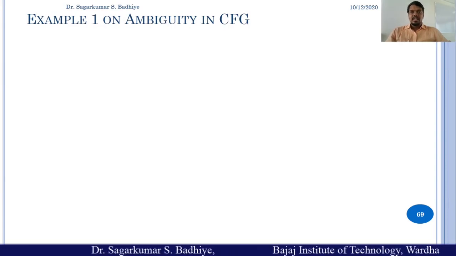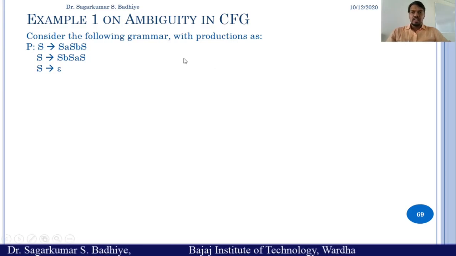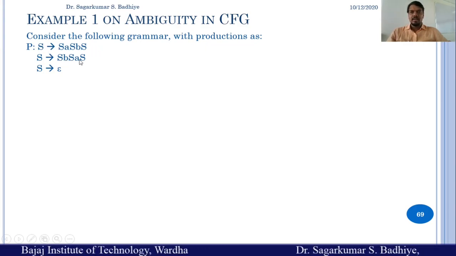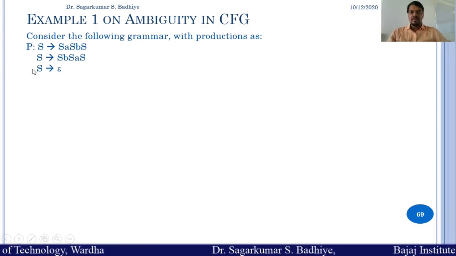Let us consider an example on ambiguity in context-free grammar. Consider the following grammar with productions P that consist of S derives to SAS, SBS. Another production rule is S derives to SBS, SAS. And the last production rule is S derives to epsilon.